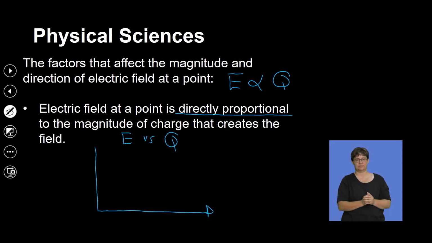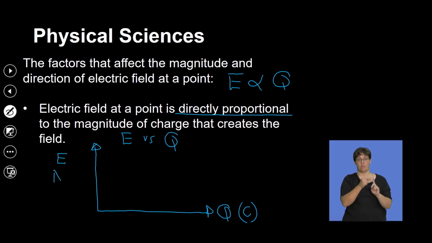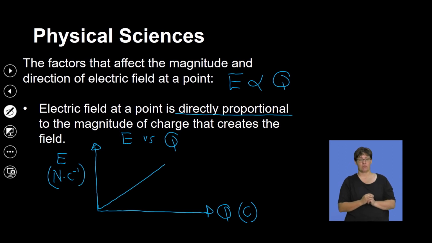So we're changing Q, okay? Q is in coulombs, right? And then on the vertical axis, we've got E, which is electric field at a point in newtons per coulomb, right? So this is the relationship that exists between those two, right?